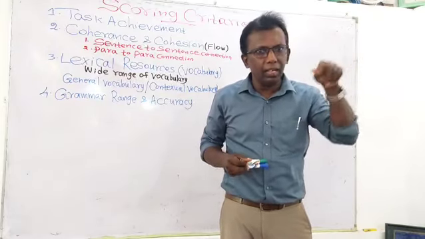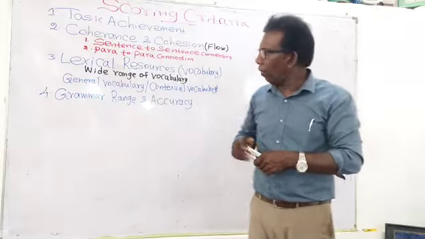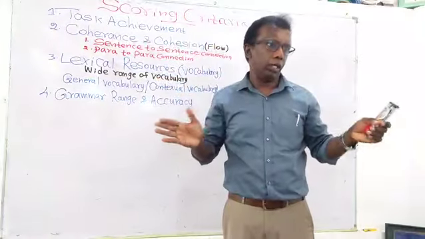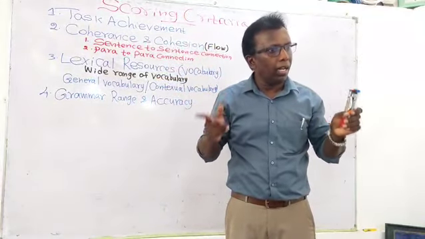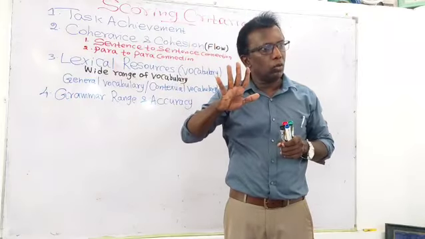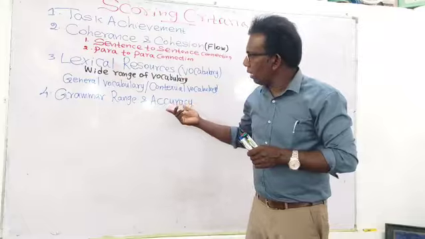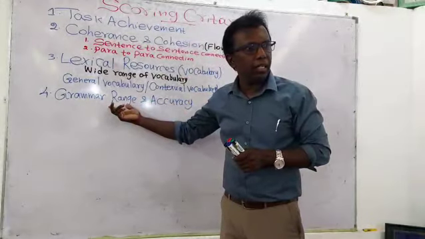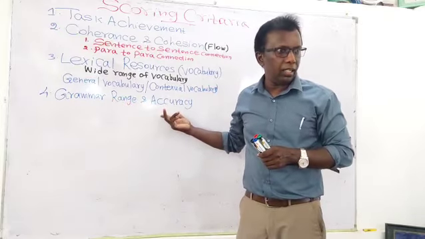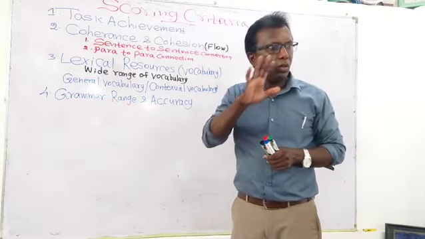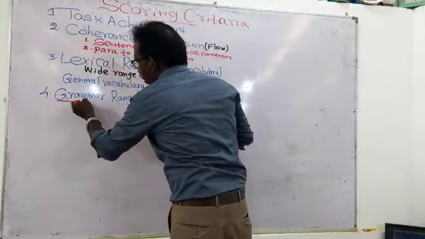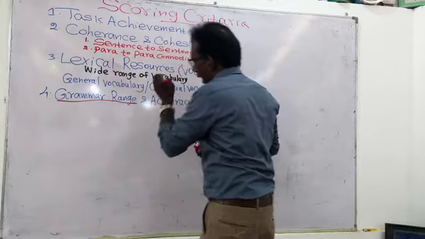In the four criteria, all four are equally important to get a higher band score. But I would like to say, by looking at these four criteria, this criteria is a little bit more important. Why? Because it talks about grammar range as well as accuracy. But I want to tell you, in the IELTS examination, there is more focus on grammar range than accuracy.